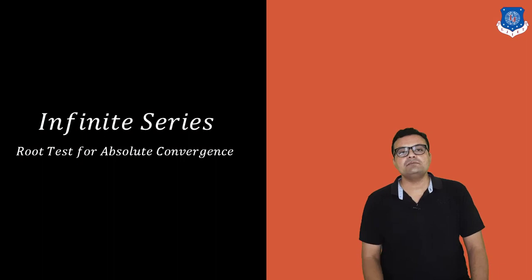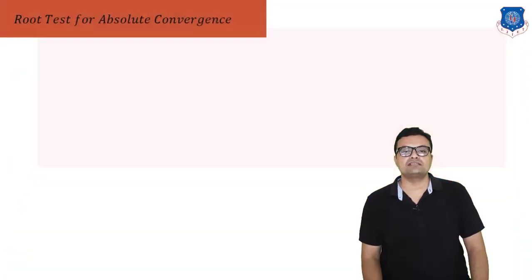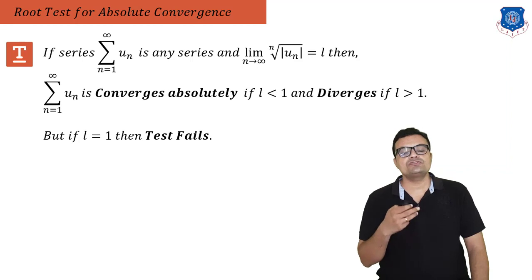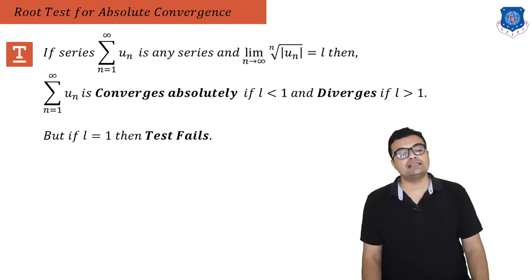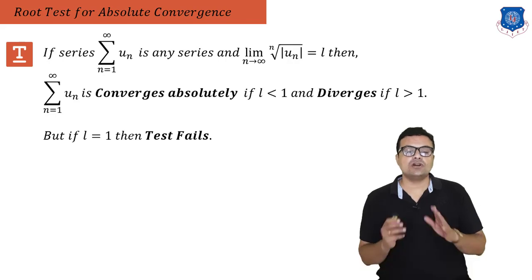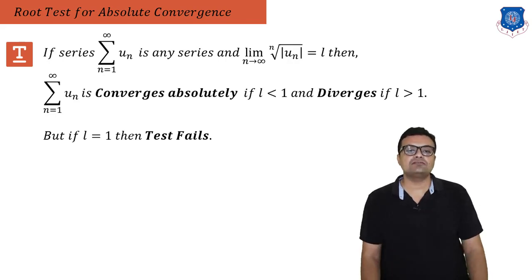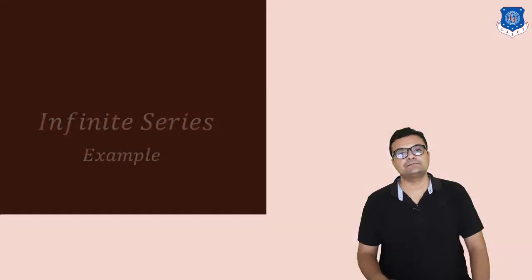Now how to use the same test in case of absolute convergence? For example, if I want to check whether my given series, which can be any random series, is convergent or not using the root test, then I need to take the nth root of the modulus of un. So the only change from our regular test is that it is now the magnitude of un, and that is again equal to L. Now if this L is less than 1, we can say it converges absolutely. If L is greater than 1, it diverges. But if L equals 1, then the test fails.